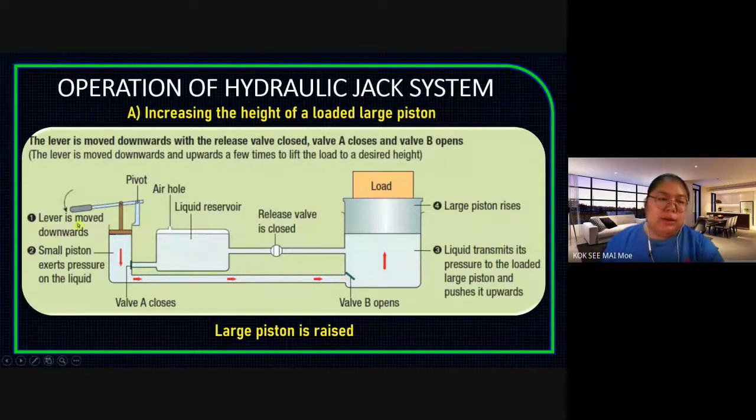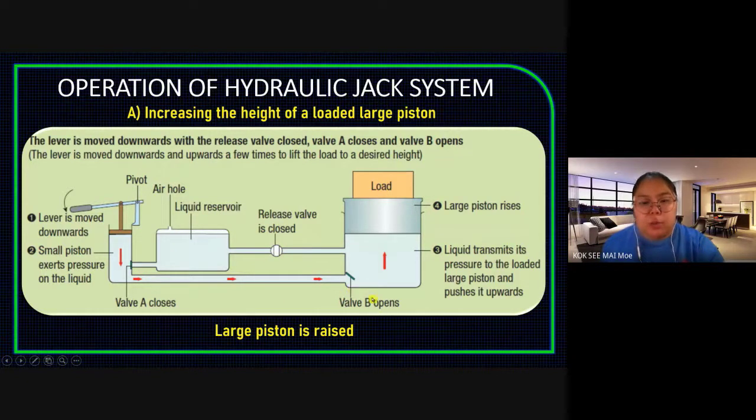So you see number 1, the lever is moved downwards. Number 2, the piston exerts pressure on the liquid. When you move down, it is acting with pressure, so all the liquid moves already. Valve A must close, you don't let the liquid come out. So the liquid moves to valve B. Valve B must open because you want the liquid to go to the large piston. The release valve is surely closed.